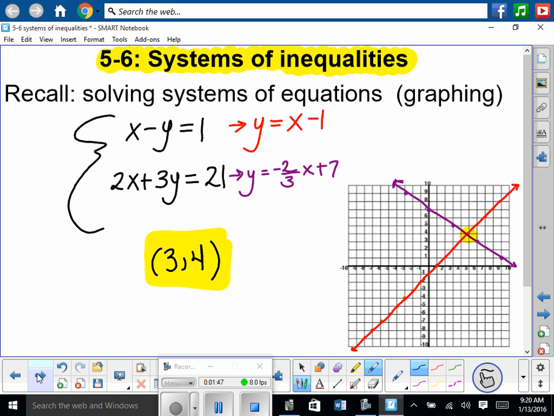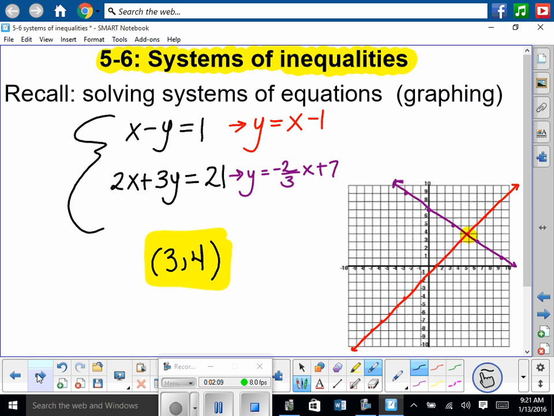So you know that we could solve this by rewriting them in graphing form, such as the top would become y equals x minus 1. The bottom, we solve for y and put it in graphing form. We get negative 2/3 x plus 7. We could graph them and find the intersection point, right? So that'd be the x comma y that makes the statement true. So this was systems of equations.